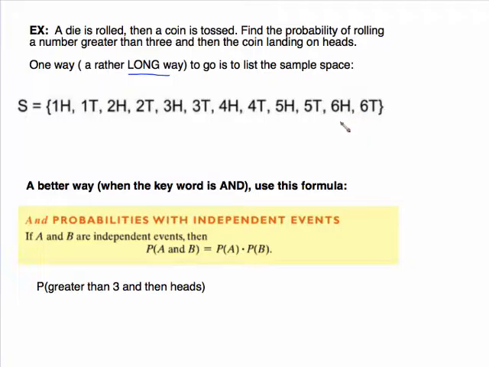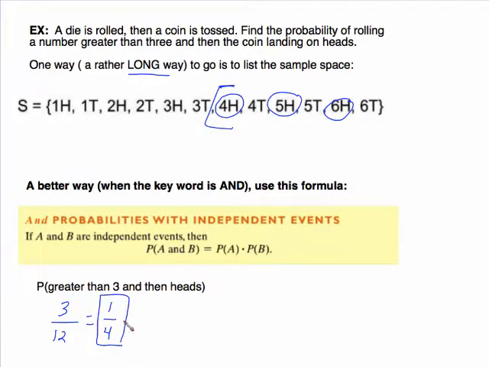So if I want to know what the probability is of getting a number greater than 3 and then heads, I just look at my list, a number greater than 3, that's from here on down, and then heads would be this, this, this. So that would be 3 out of the total number in my sample space, which is 1, 2, 3, 4, 5, 6, 7, 8, 9, 10, 11, 12, which reduces to 1/4. And there's nothing wrong with that method, except if you have a very large sample space, you're going to be doing a whole lot of writing before you ever get to do the problem.